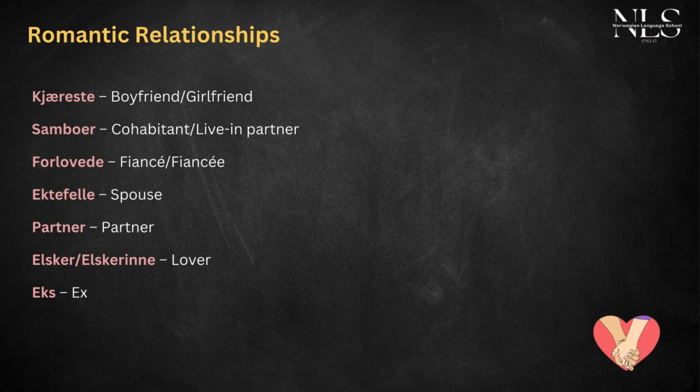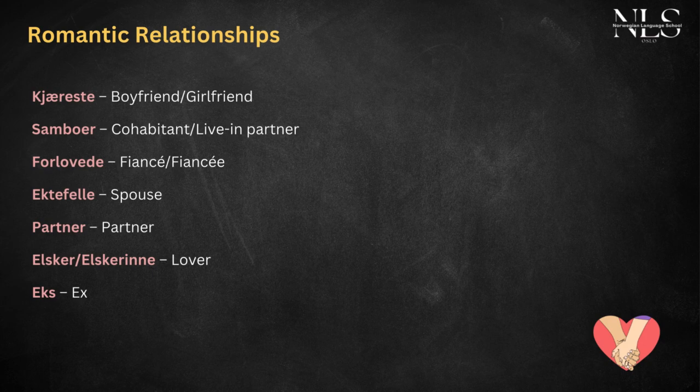Samboer, cohabitant, live-in partner. This term refers to a partner you're living with but not married to. It's a very common arrangement in Norway, where many couples choose to live together before or instead of getting married. Forlovede, fiancé, fiancée. When a couple gets engaged, they become forlovede to each other.